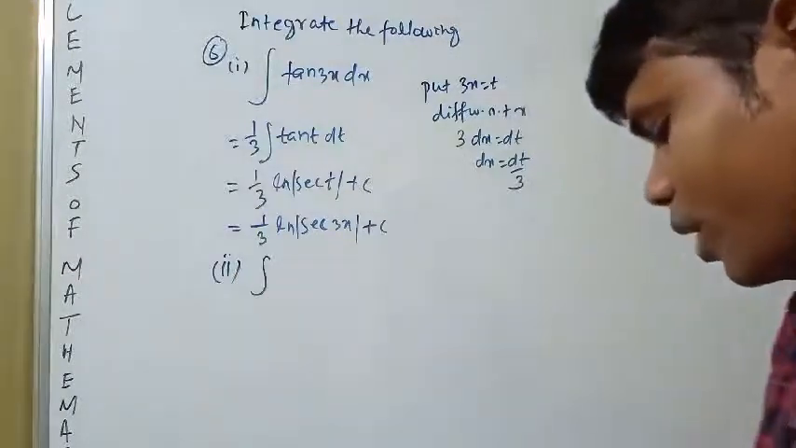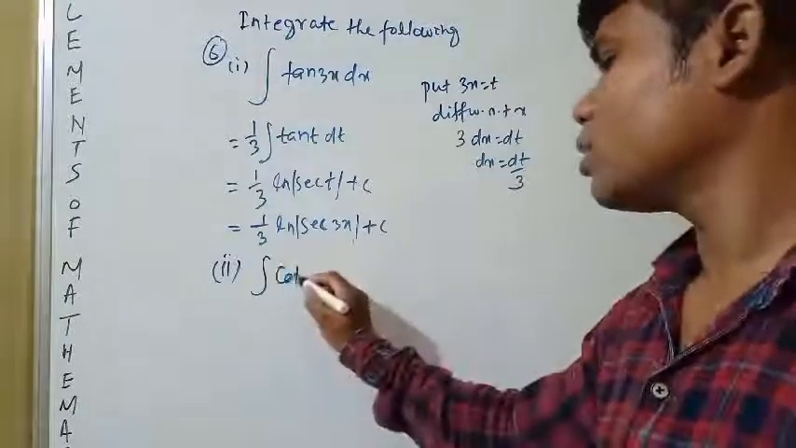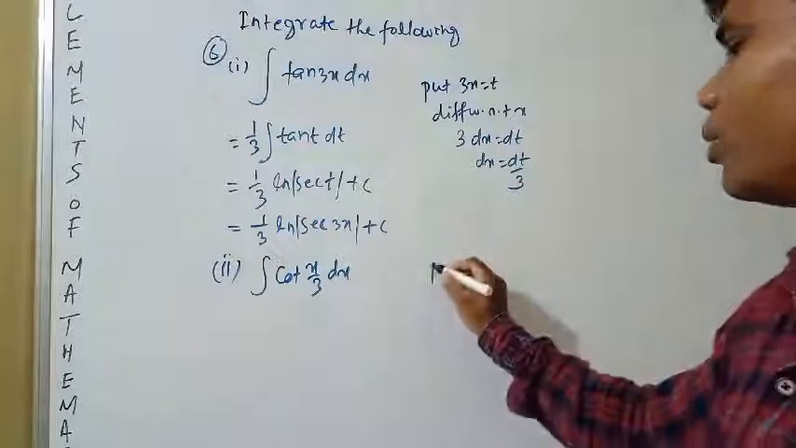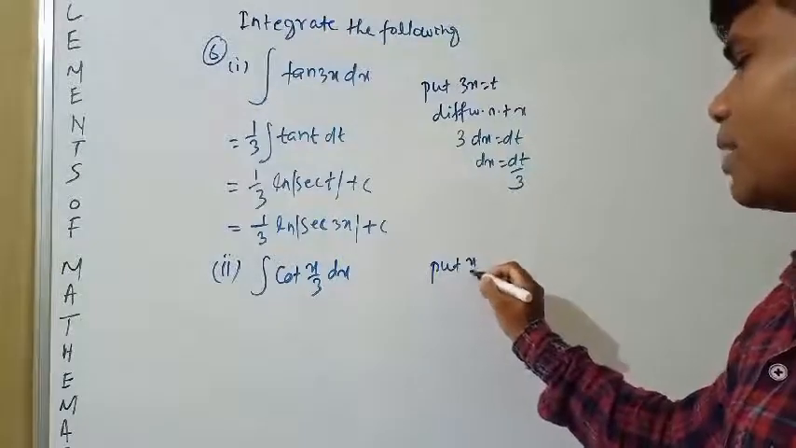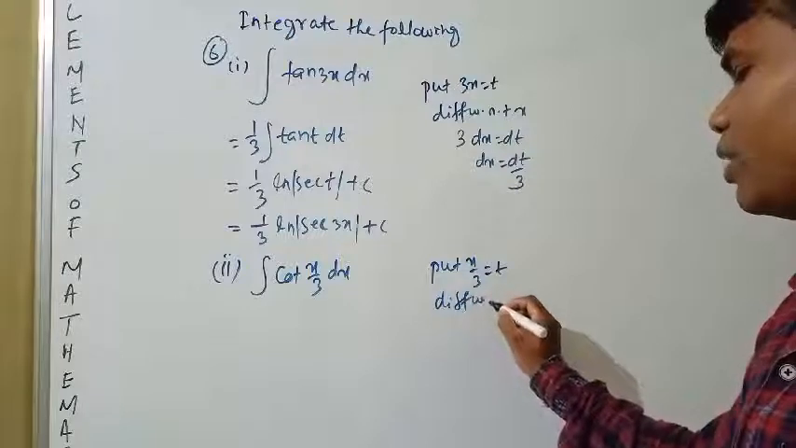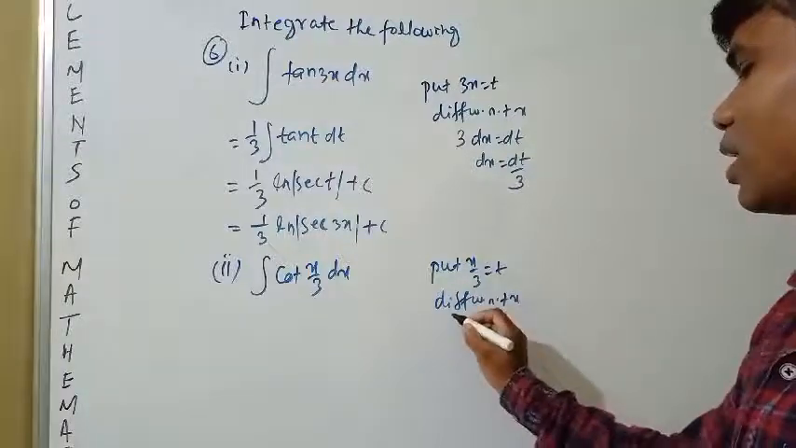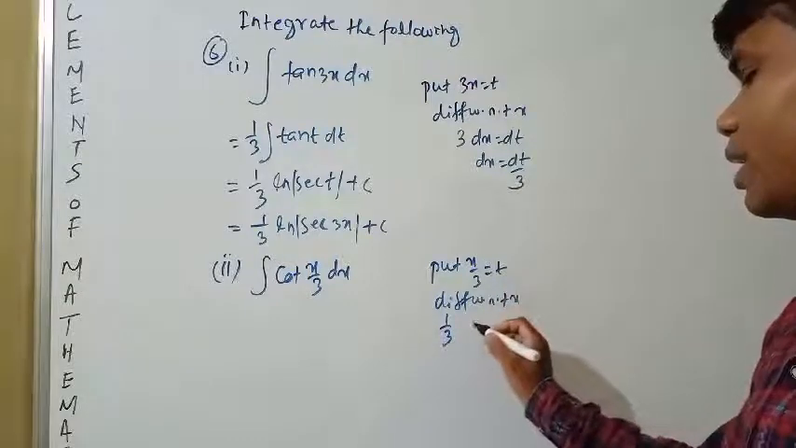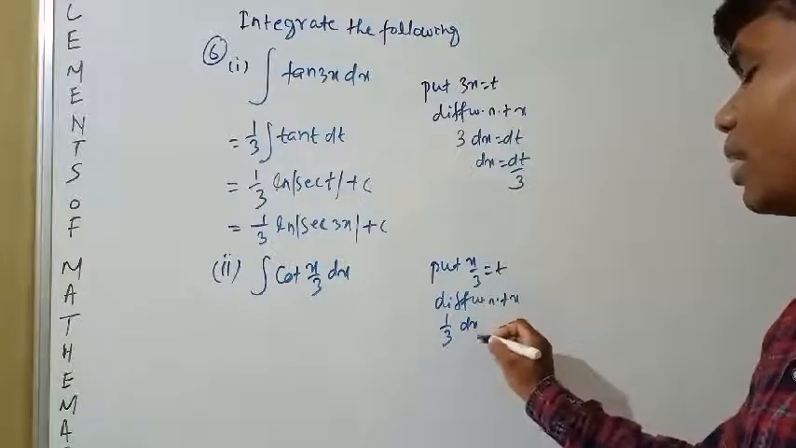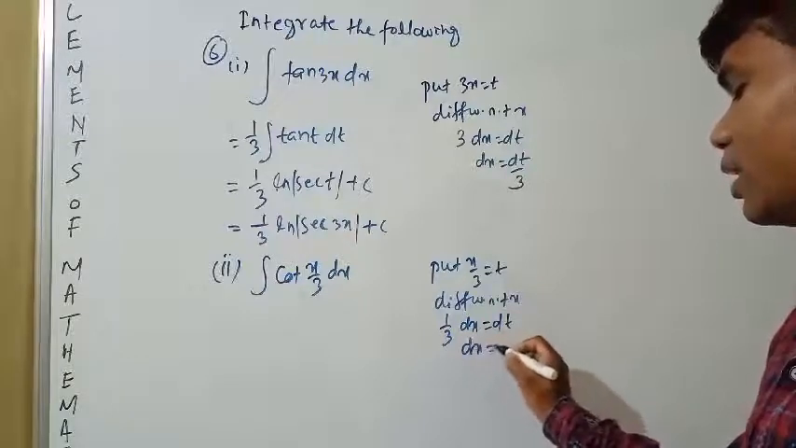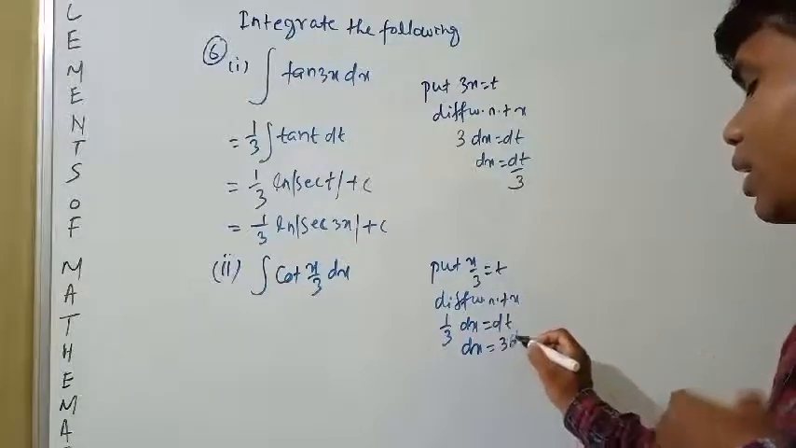Okay, you see the next question, integration of cot x by 3 dx. Okay, now you put x by 3 is equal to t, differentiate with respect to x. 1 by 3 is constant, derivative of x is equal to 1, derivative of t is equal to dt by dx. So I can write 1 by 3 dx is equal to dt. Dx is equal to 3 dt.